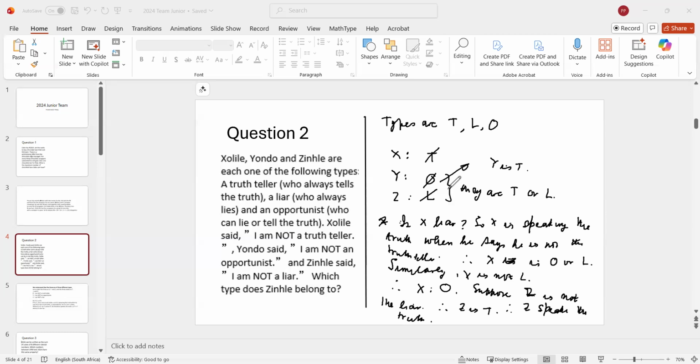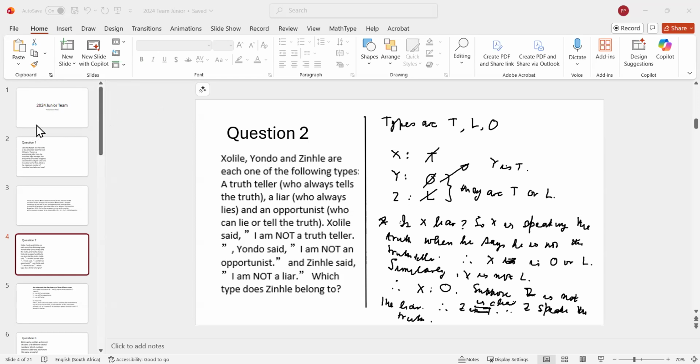So it is quite true that, yeah, so you have to go to Y and decide that he's speaking the truth. So the answer is Z is a liar. And the reason for that is I've identified Y to be the opportunist. I've identified X to be the truth teller. And therefore, Z has to be the liar. And when he says he's not a liar, he's lying. So that's fine. So Zinschler is the liar. Oh, this is quite a mouthful.